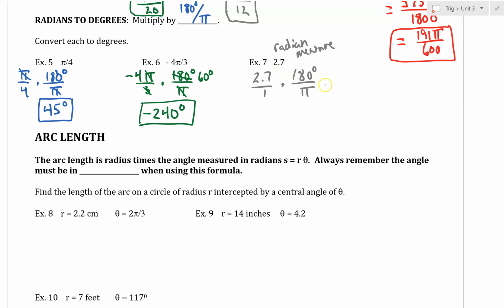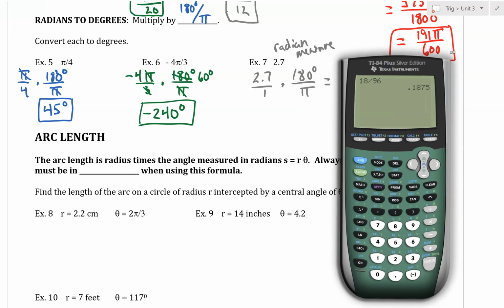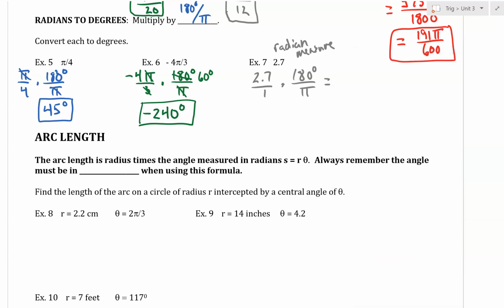Because it's a decimal equivalent, we are going to actually just state the answer as a decimal equivalent. So taking my calculator, I'm just going to say 2.7 times 180. And then I'm going to divide that by pi. And there's a button for pi. It's right here on this little caret symbol. And when I do that, I get 154.69. When I round that to one decimal, I'm going to get 154.7. And this is in degrees.